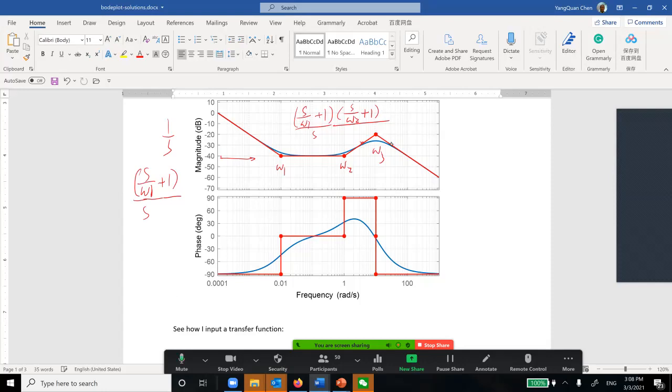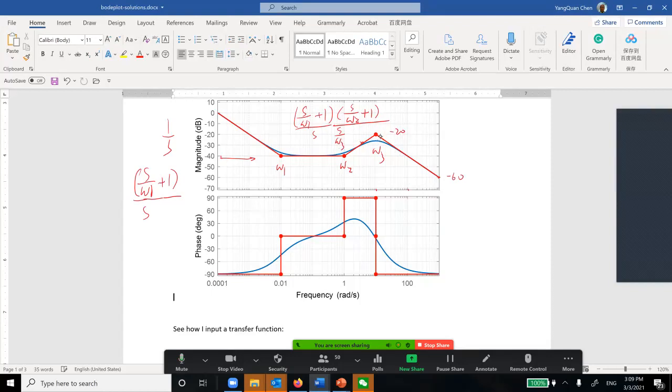But here, you suddenly have omega-3 at this point. You need to break and go down at minus 40 dB. So this is one decade, this is two decades. From here to here is minus 20, so here is minus 60, so it's 40. This is just one term, S divided by omega-3.